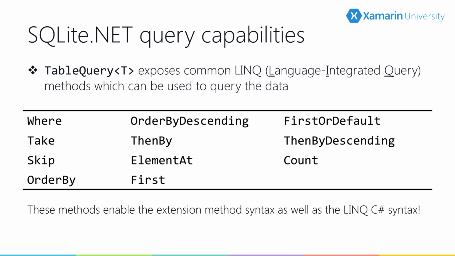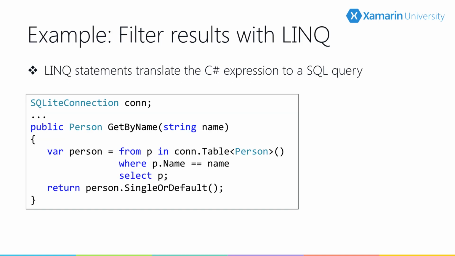SQLite.net has support for common LINQ operators such as where, order by, count. These all get evaluated and turned into the equivalent SQL query. So it's important to understand that if you want to get all the records starting with a specific letter from the persons table, it's not loading everything and then doing the filtering in the application, but instead the filtering happens already at database level. You can use the LINQ syntax as shown here, or you can use the extension methods.